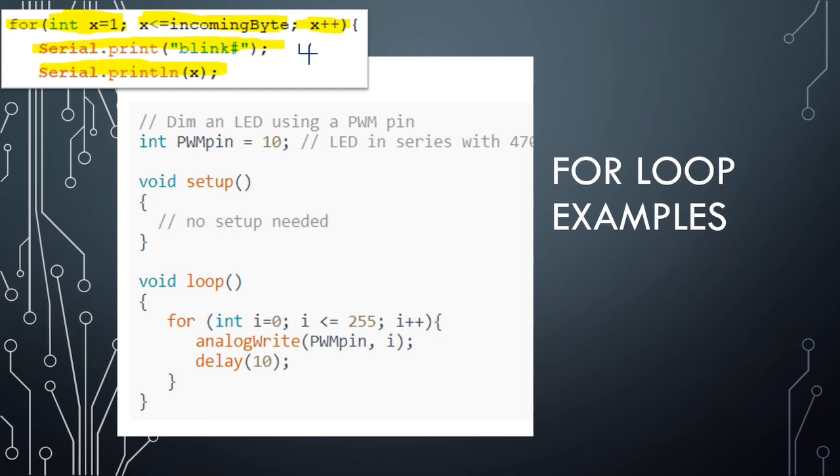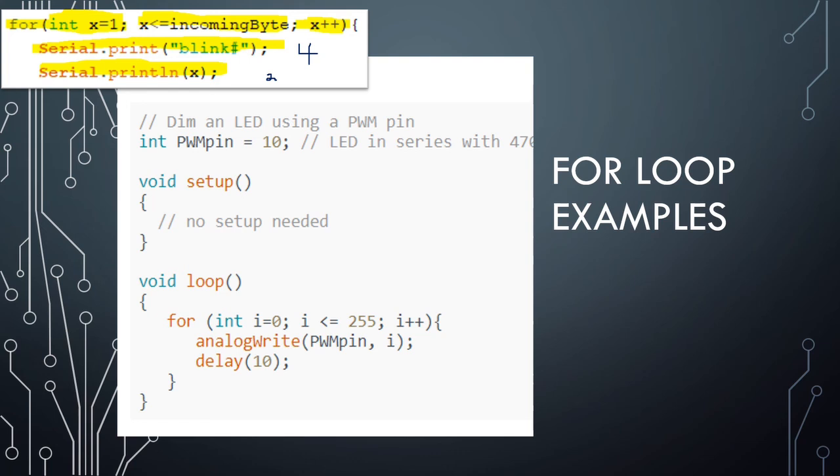So we've incremented x. I'll write this up here. The second time through, our x would be equal to 2. So that meets the condition. 2 is less than or equal to 4. Then we would serial print "blink number", and it would print out x. So "blink number 2". And then x would be incremented.